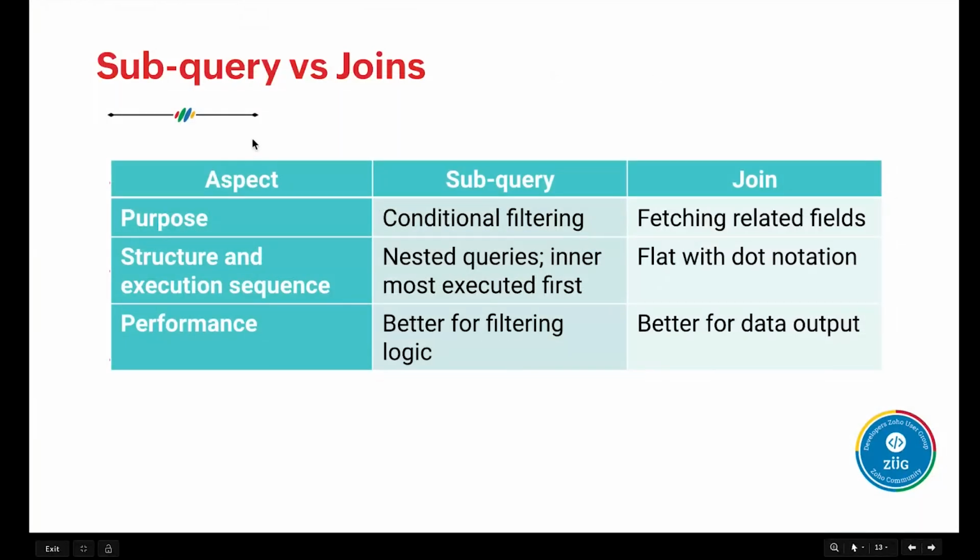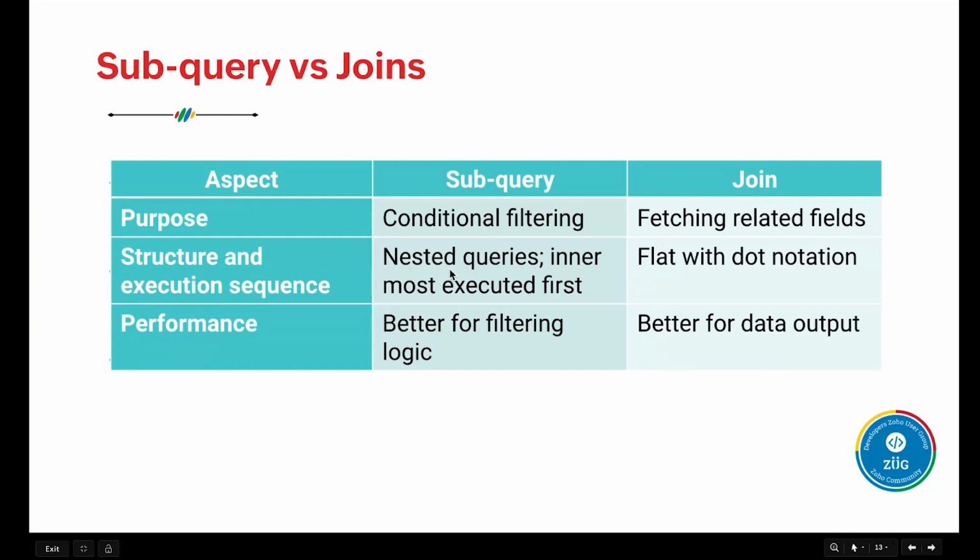So this is a brief comparison of subquery and joins. These are the aspects that I'd like to compare. The first one is the purpose. When should you use a subquery? When you have conditional filtering, when you want to apply a lot of criteria in a query, and you have different stages of filtering, then you can use a subquery. Whereas if it's a very straightforward way of fetching just the related fields, then you can use joins.